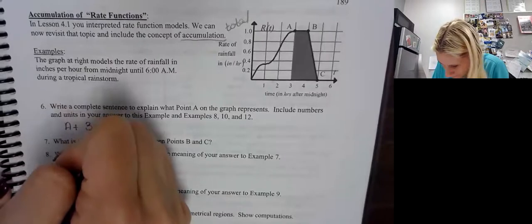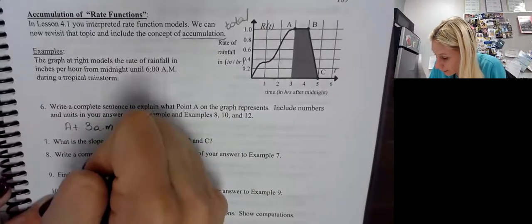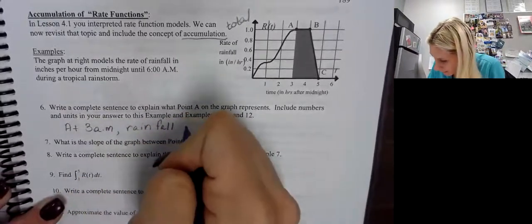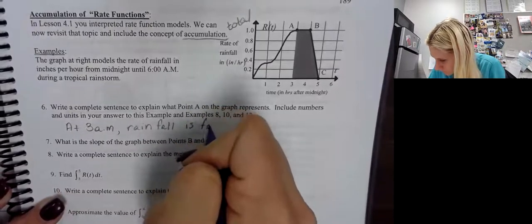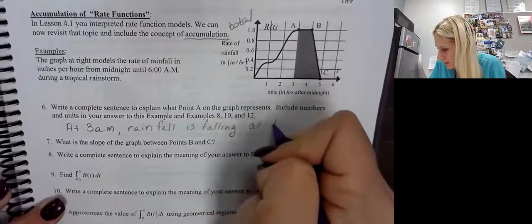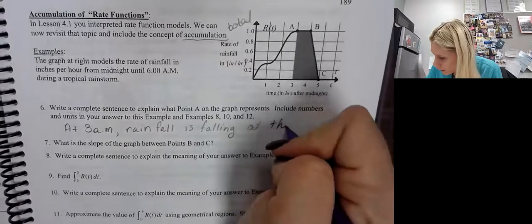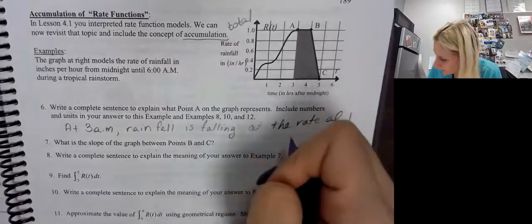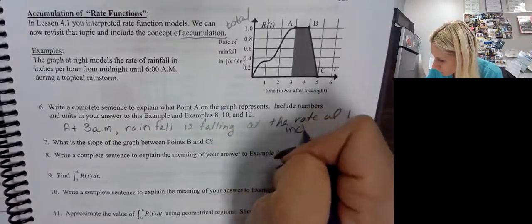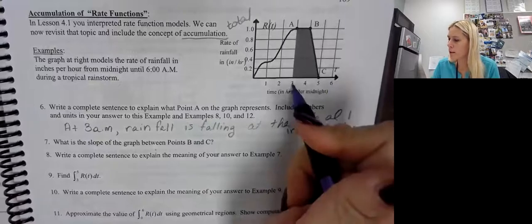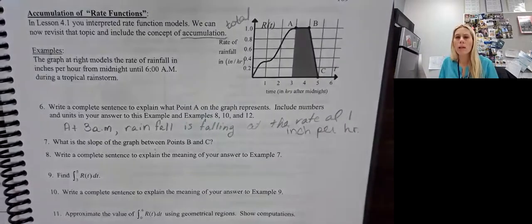3 a.m. we're talking about the situation of rainfall is falling at the rate of 1 inch per hour. So of course, in here, guys, I'm just saying this is the coordinate pair 3, 1. What does the 3 represent? What does 1 represent according to the situation?